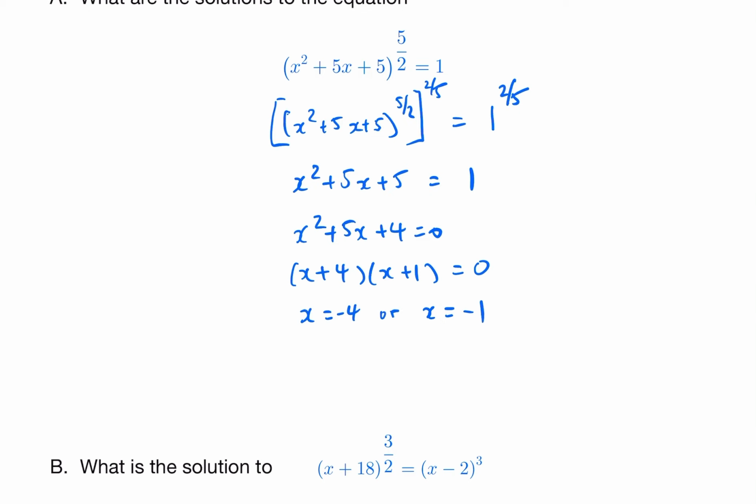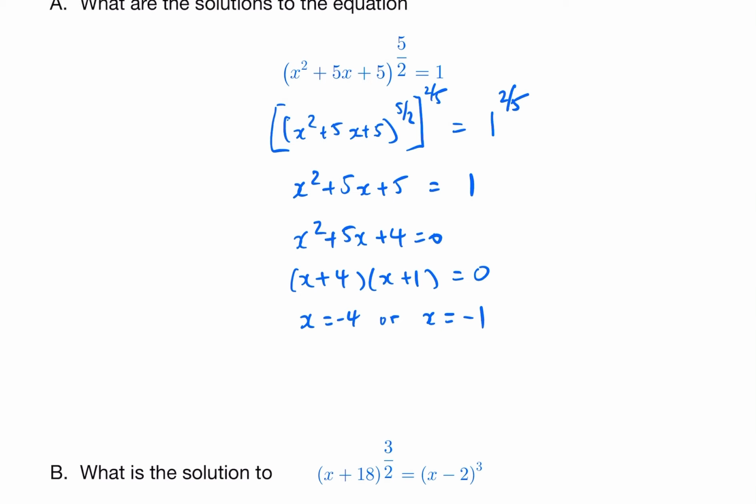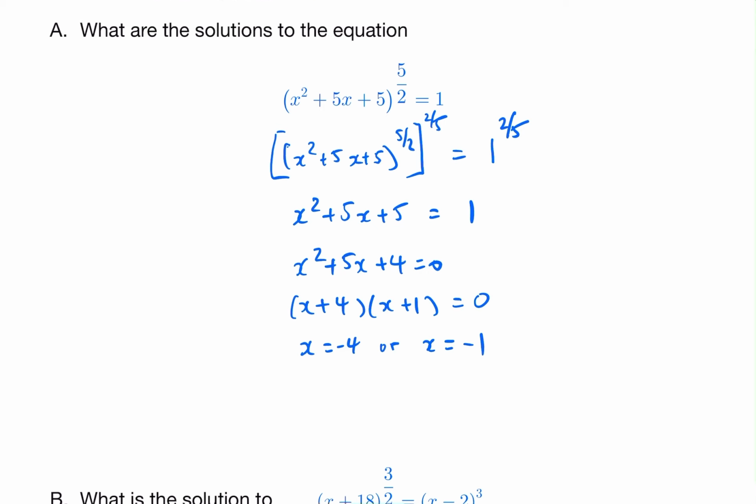Okay, so now what we need to do is plug each of the x values into the original equation and check to make sure that they work. Okay, so let's go ahead and do that. We're going to do our check here on the left side. We're going to use the x equals negative 4 value for our first check, and the question here is: negative 4 squared plus 5 times negative 4 plus 5, all raised to the 5 halves power, is that equal to 1?